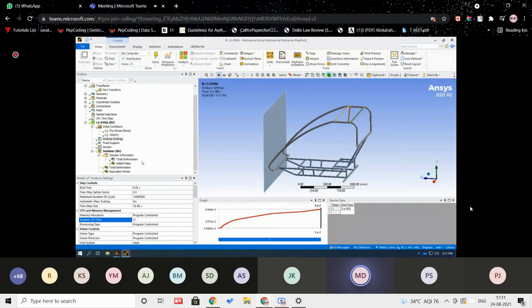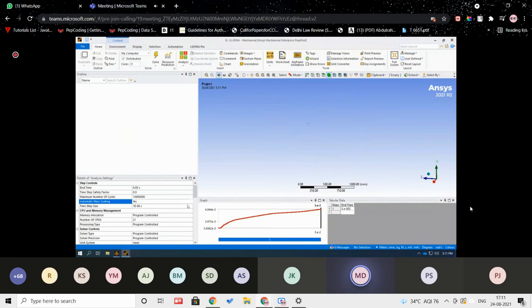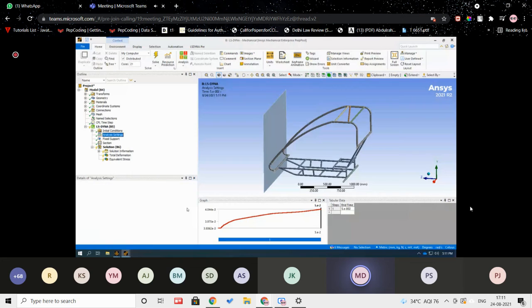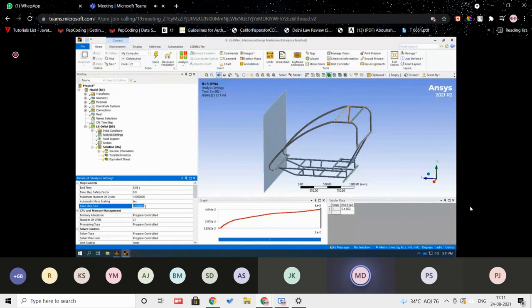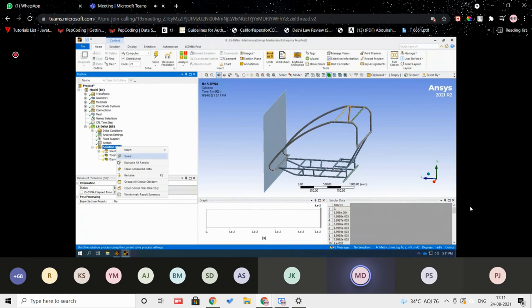Another thing, which I have discussed earlier: if you want to give your time step, then you can put automatic mass scaling on. Otherwise, it will be on no condition. You can just put it yes, and you can define your time step. After defining this time step, you will just put solution and solve.